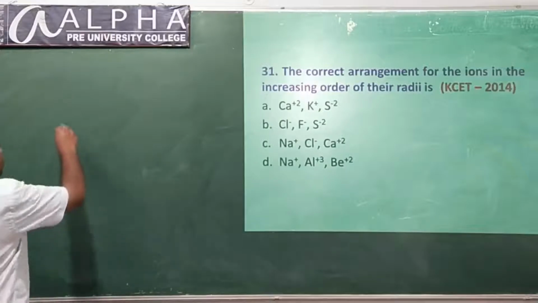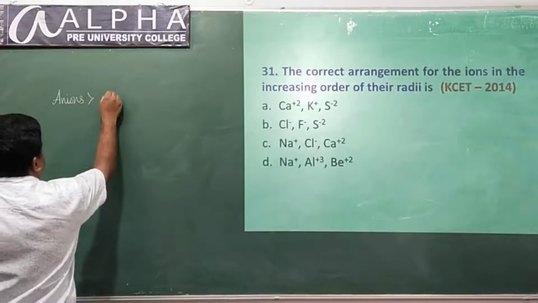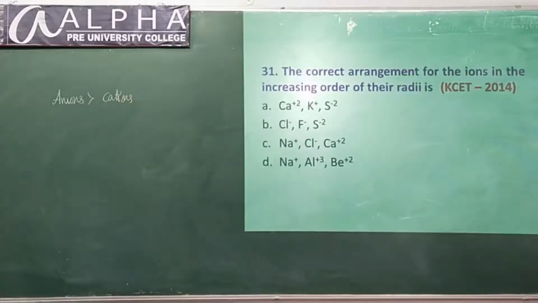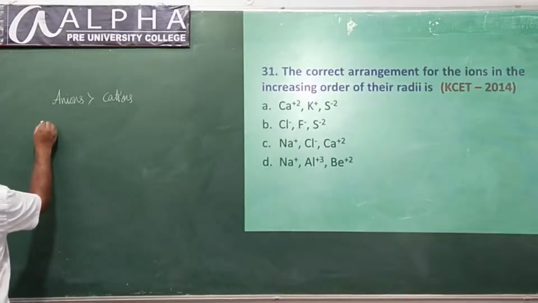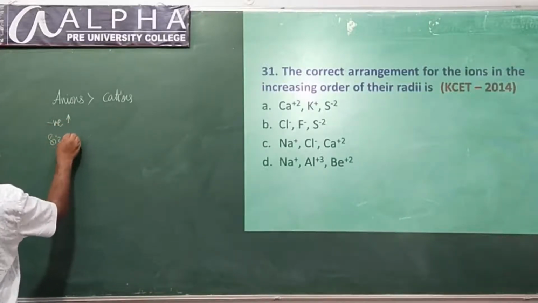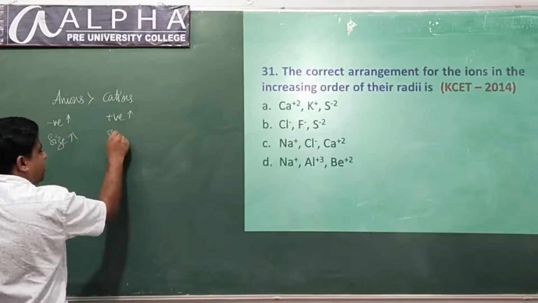Didn't I tell you that? Anions are bigger than cations. They have given increasing order. The correct arrangement of ions in the increasing order of their radii. You should always remember, anions are bigger than cations. Higher the negative charge, higher is the size. Higher the positive charge, smaller is the size.